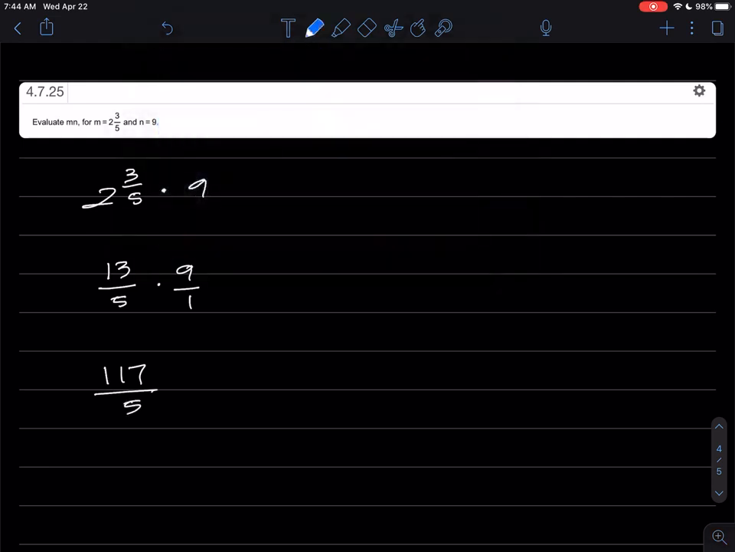And then just a quick bit about how we got the 117. So we have 9 times 13. So I use the distributive property. I think about that as 9 times 10 plus 3. So using the distributive property, we get 9 times 10 is 90, plus 9 times 3 is 27, and 90 and 27 is 117.